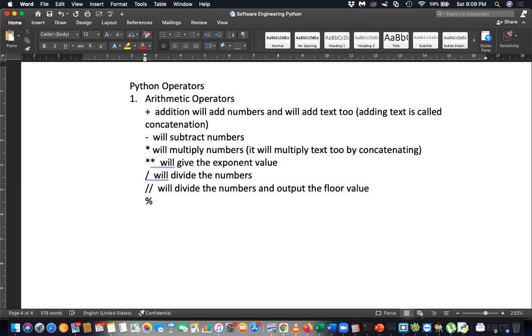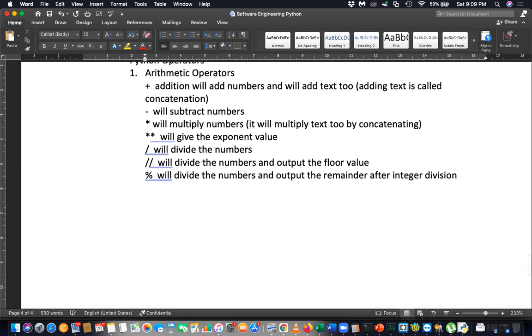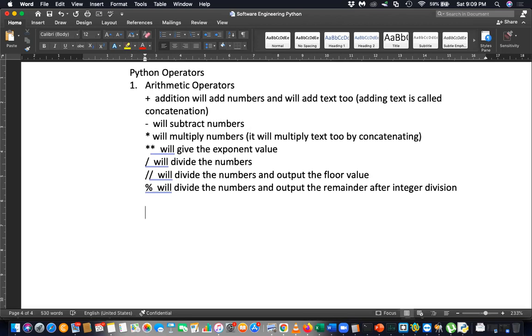So let's see how this is going to happen, right? Modulus will divide the numbers and output the remainder after integer division. So please write down this. So these are the arithmetic operators available in Python. So please write down this, then we can test.